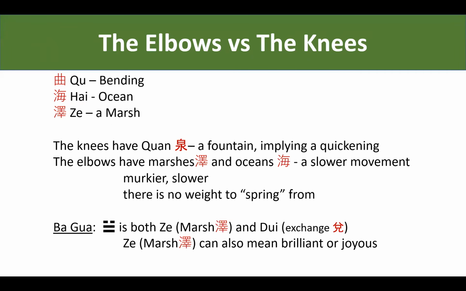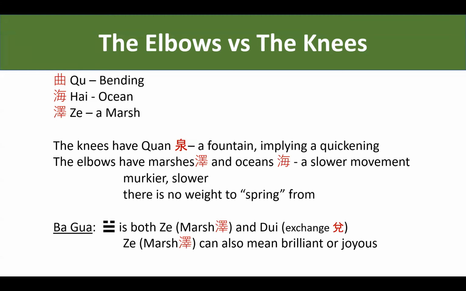At the elbows, we have these three characters: the bending, the ocean, and the marsh. Next slide, I believe you'll see the actual names. The knees, in contrast, have a fountain.